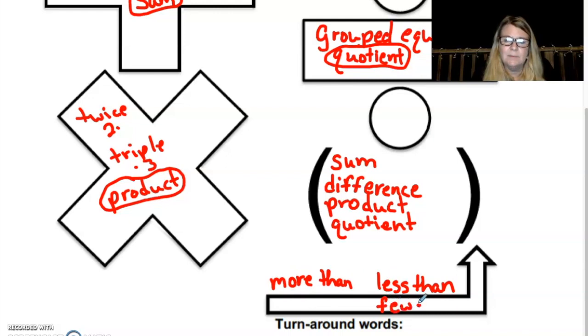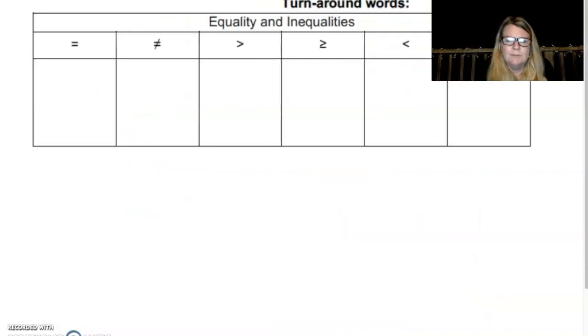More than, less than, fewer than, that would be a subtraction, most of the time. They're words that end in than. It's a little phrase that ends in than. Fewer than. I'm not thinking of any more right now in my head, but maybe as we go through, we'll go back and add a few more to those. So let's go to the next slide.